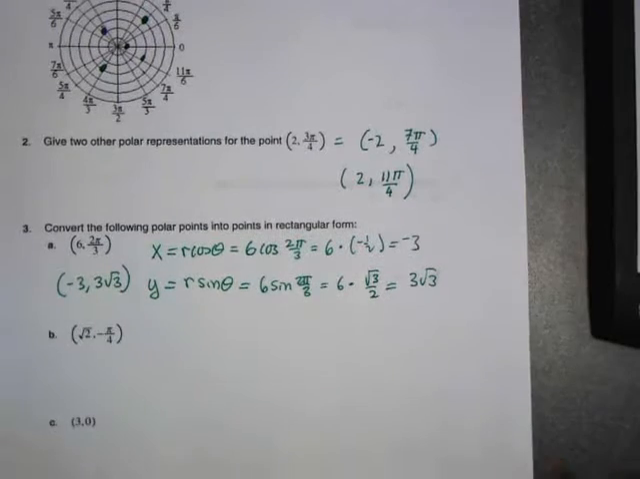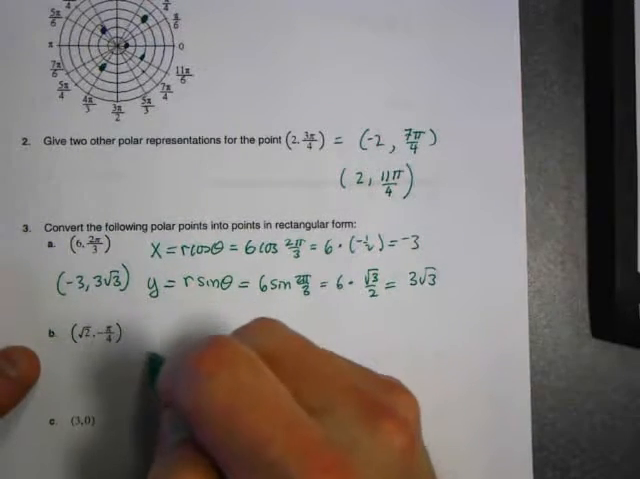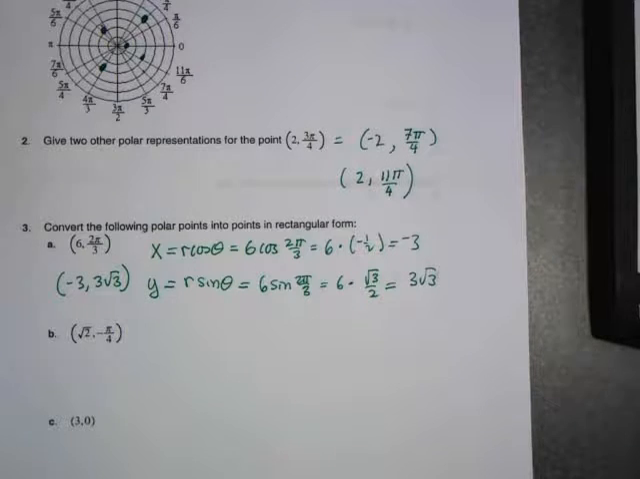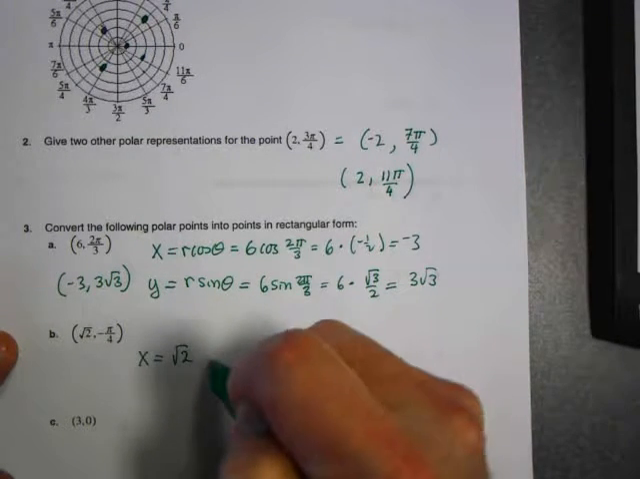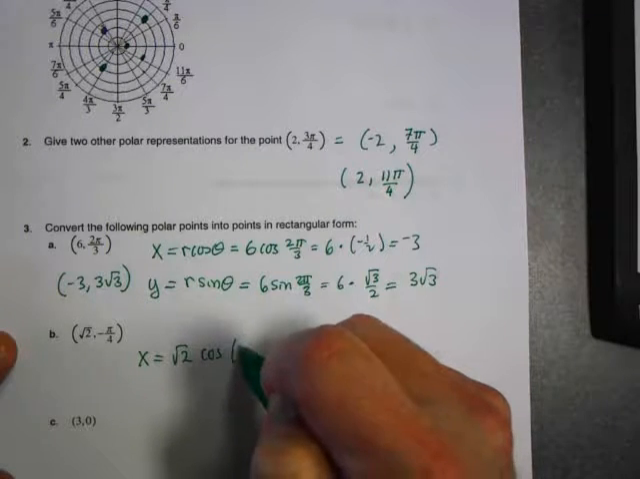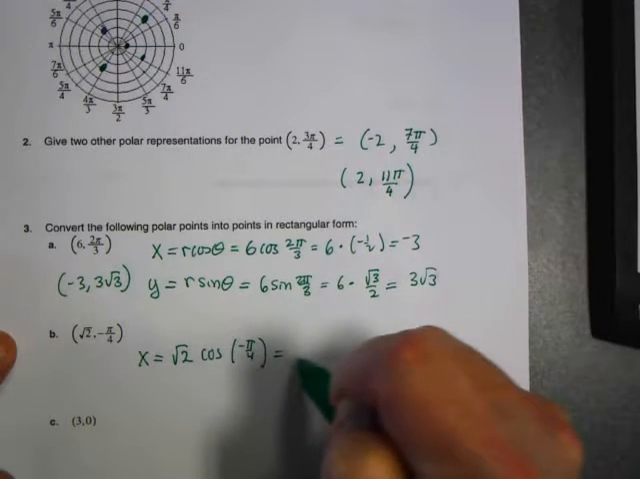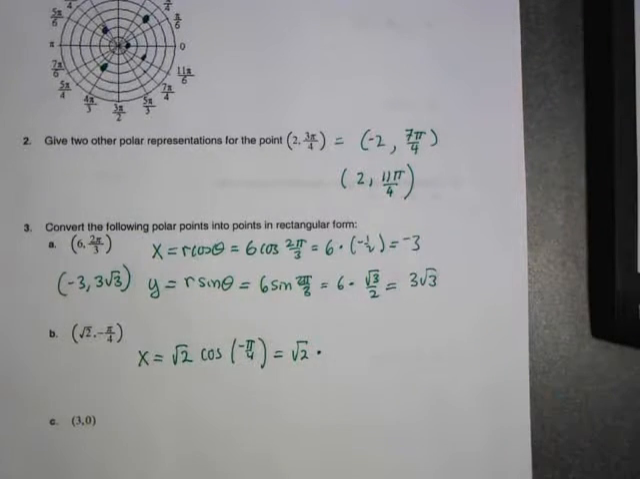All right. Well, once you do that once, the rest of these aren't too bad. For part B, x is going to be square root of 2 cosine negative pi over 4. That's square root of 2 times, what's the cosine of negative pi over 4? Square root of 2 over 2. I heard both negative square root of 2 over 2 and positive square root of 2 over 2. I see a head shake over there. Nate says no.